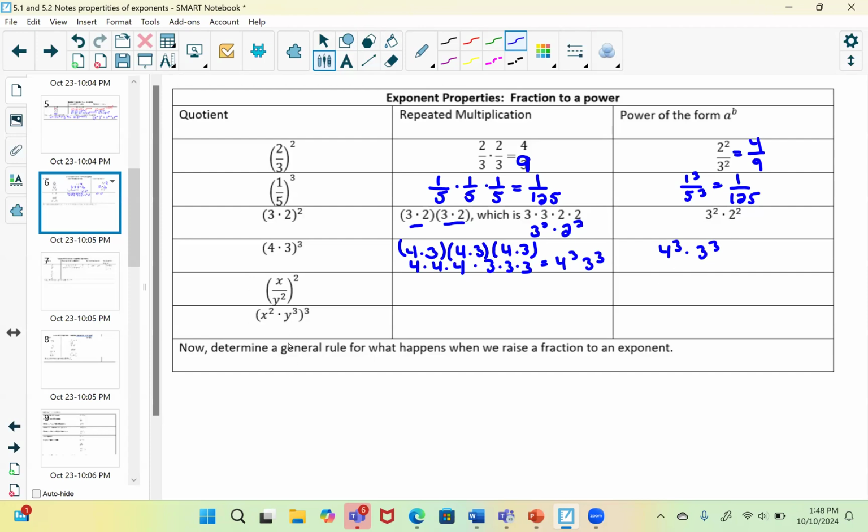Okay. But we're going to do more with variables. I wanted to show you with numbers because sometimes it makes more sense, but we're going to do the same thing with variables. So if I want to do x over y squared, squared, I'm doing x over y squared times itself. Okay. And then remember we said if we multiply, we add, and there's an exponent of 1 if we don't write that. So x times x is x to the 1 plus 1, which is x squared. And y squared times y squared is y to the 2 plus 2. We added the exponents, which is y to the 4th.